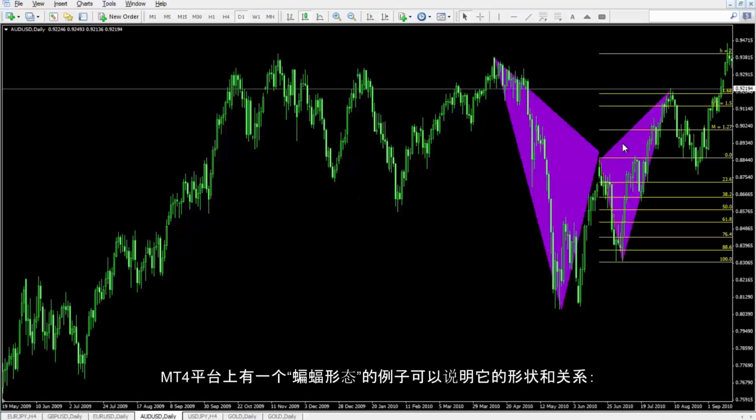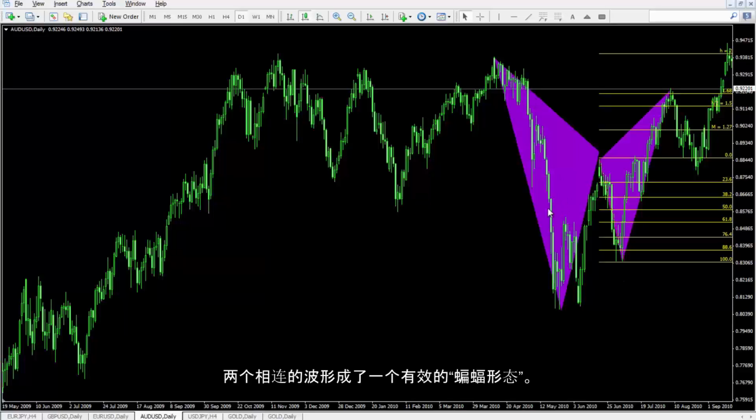A bat pattern example on MetaTrader 4 is shown to clarify its shape and relations. 2 connecting waves have formed a valid bat pattern.